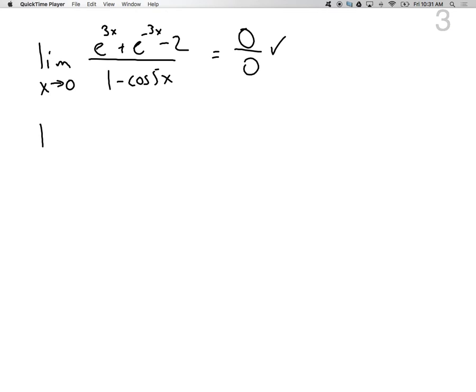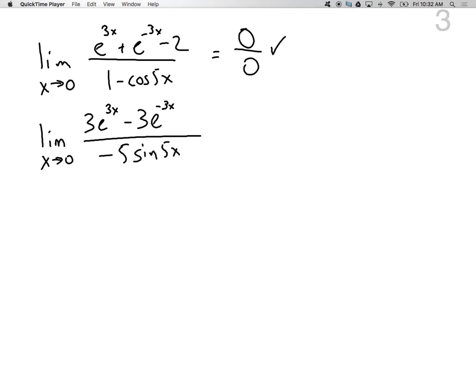Ben, what's the derivative of the top? Is it 3e raised to the 3x minus 3e raised to the negative 3x over, sine of 5x. 5 sine of, I don't know. Negative 5 sine of 5x. Positive. Because it's positive? Yeah. Why? Because it's a negative. Oh, are you sure, Oliver? Yeah, sorry. How easily he swayed. Ben, do it again.